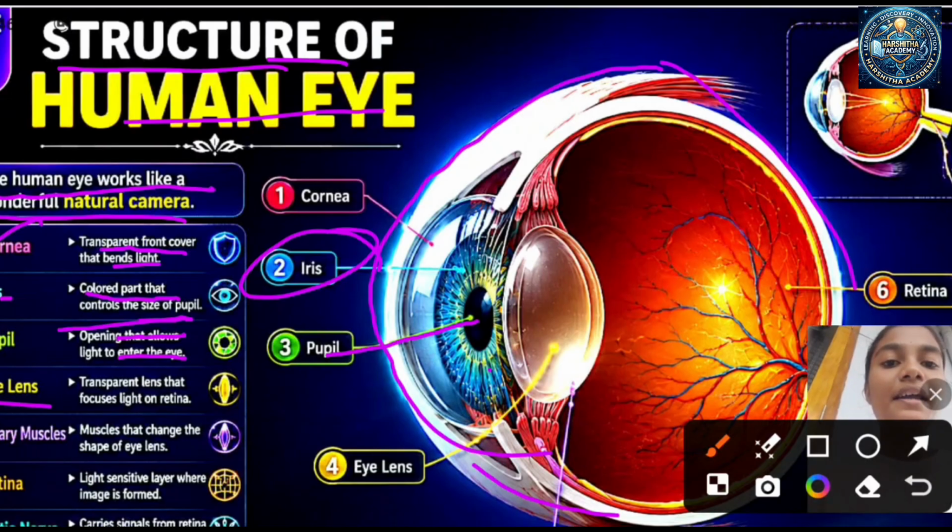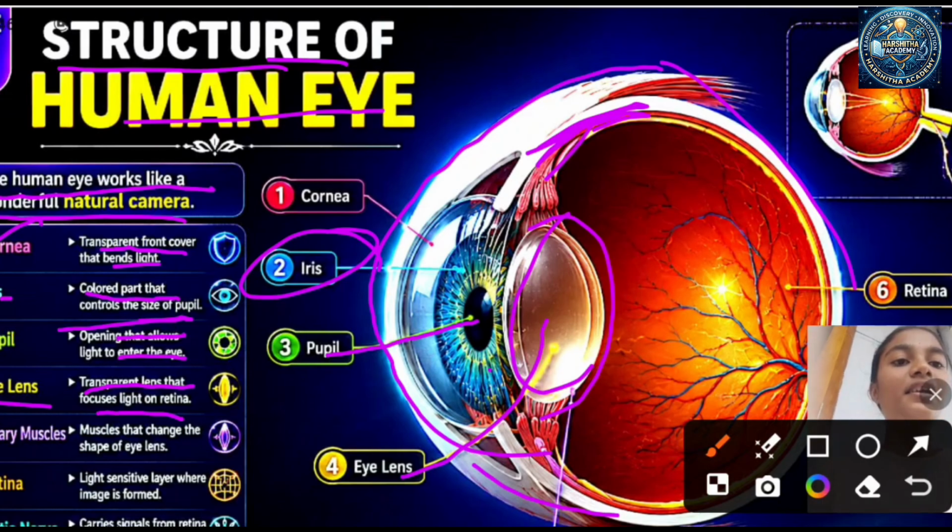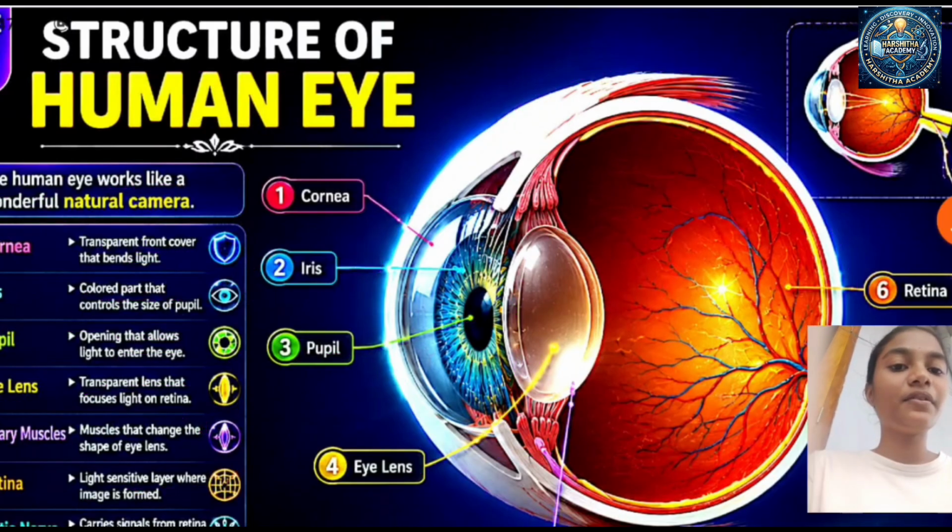So this is the eye lens. What is the structure present here? We call it the eye lens. The eye lens is a transparent lens that focuses light on the retina. So what is the retina? This is the part which is covered here. We call it the retina. Retina is like a screen where the image is formed. Retina is the light sensitive layer where the image is formed. The image will be formed at the retina.